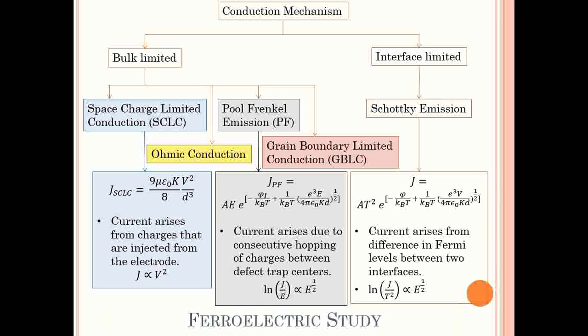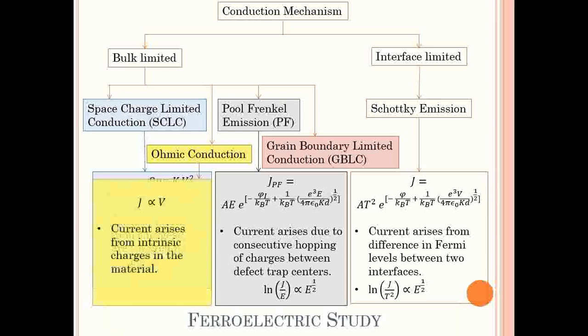These are: 1. Space charge limited conduction mechanism, where current arises from charges injected from the electrode, and therefore the current density here is directly proportional to the square of applied voltage. Next is ohmic conduction, where the current arises from intrinsic charges in the material and the current density is directly proportional to the applied voltage.